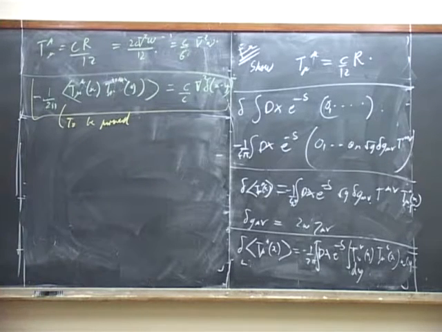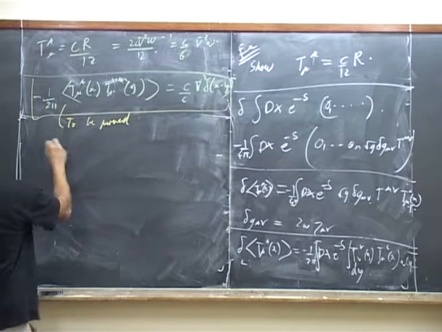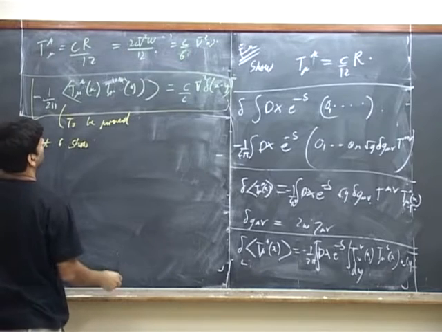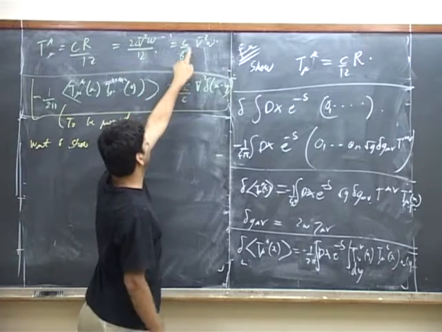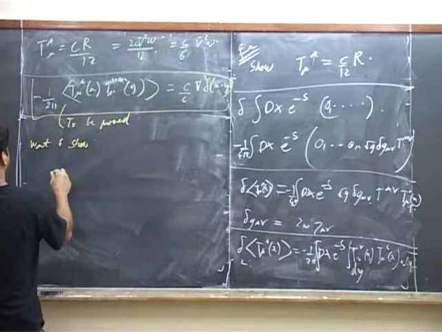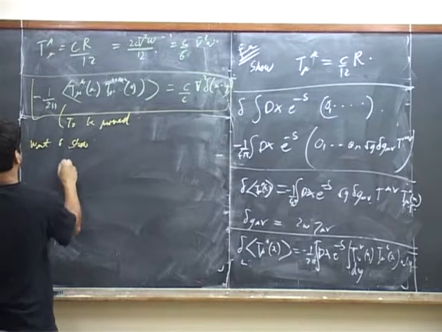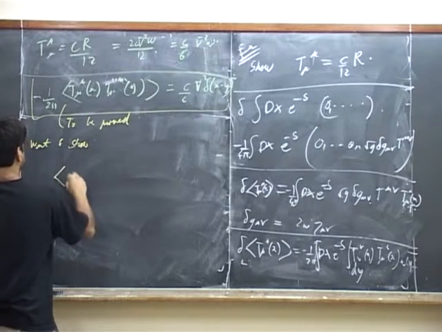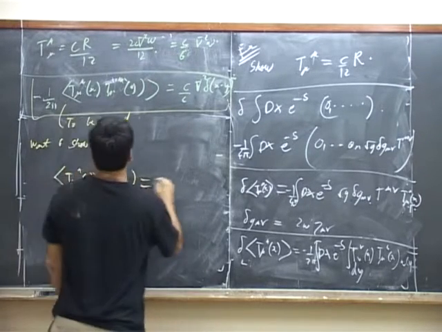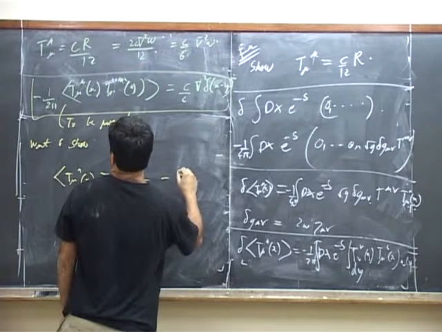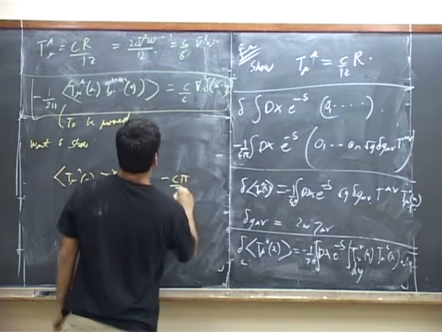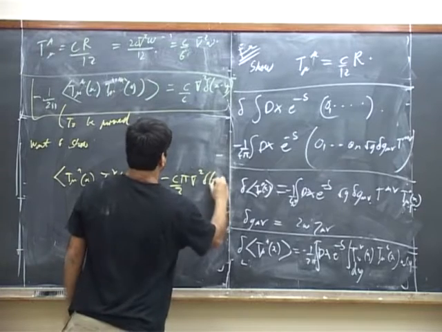So the question we're asking, we want to show. I hope this factor of 2 and the sign are right; that depends on some number, but I can pass. That's fine. So we want to show that T mu mu of x, T mu mu of y is equal to minus c pi by 3 del squared of delta.